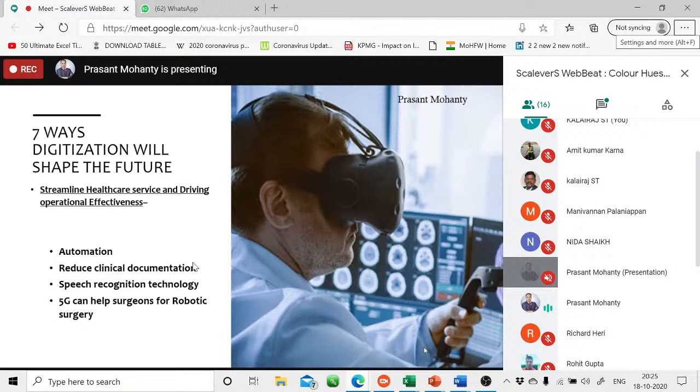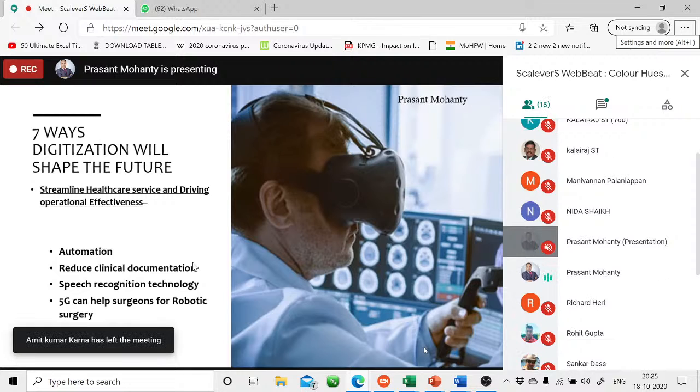And with the availability of 5G, because the whole world is moving towards 5G technology, it can help surgeons do a lot of robotic surgery. Now I think from a distance of around 30 miles, a robotic surgeon can perform surgery just because of the use of 5G technology. So that's how the entire healthcare is going to shape up as far as the future is concerned.